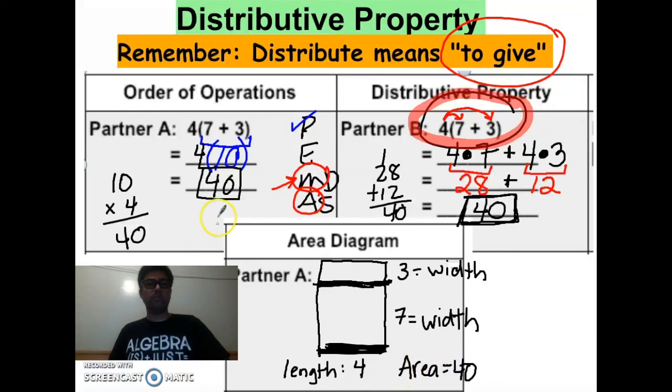I'm going to leave you all to think about why the area of this rectangle is actually 40.